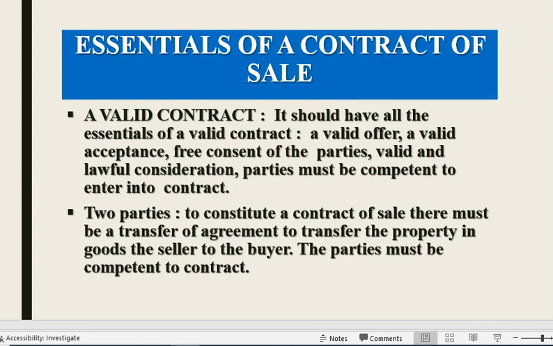A valid contract means it should have all the essentials of a valid contract. There should be a valid offer, valid acceptance, free consent, valid and lawful consideration, and the parties should be competent to enter into a contract.